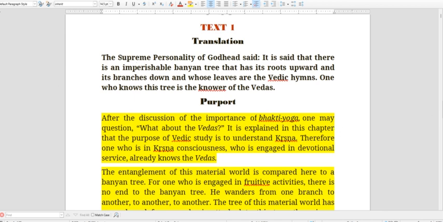The Supreme Personality of Godhead said, it is said that there is an imperishable banyan tree and it has its roots upwards. Roots are going upwards and branches are going down and leaves are the Vedic hymns. One who knows this tree is the knower of the Vedas. So when we know that such a tree exists, we know the Vedas.